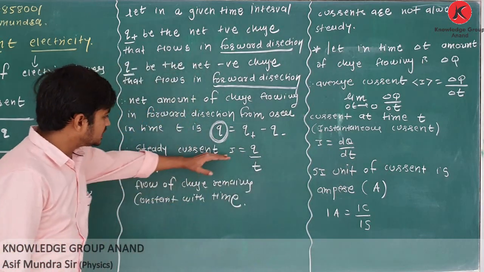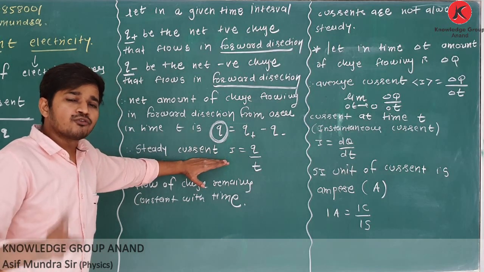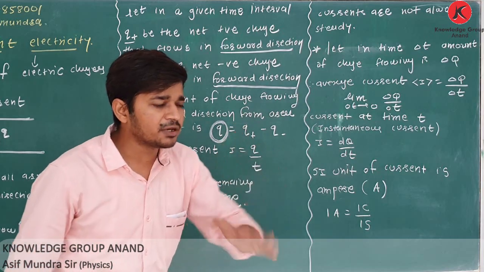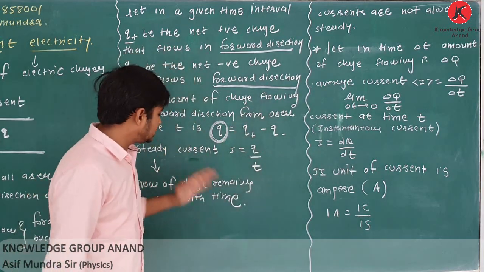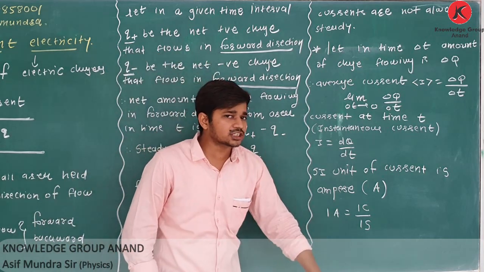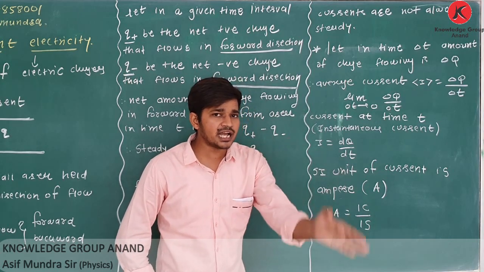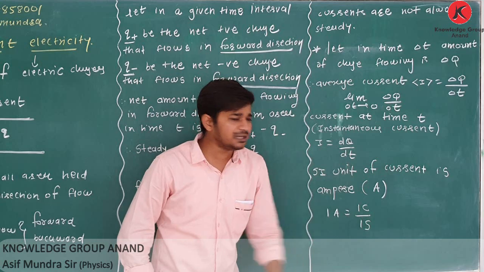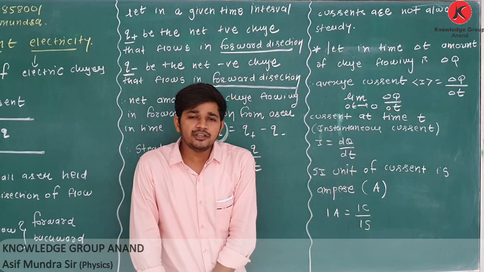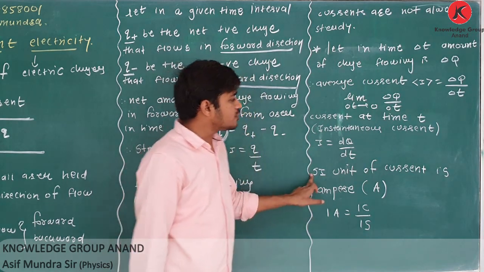So you have to remember this equation, I is equal to q upon t, for steady current, when the flow of charge in time remains constant. But when the flow of charge with time is not constant, when charge flowing depends on time, then you have to use this equation: I is equal to dq upon dt. Clear about this?